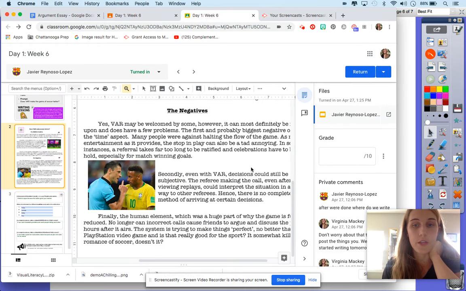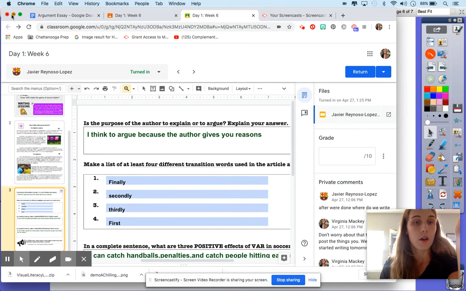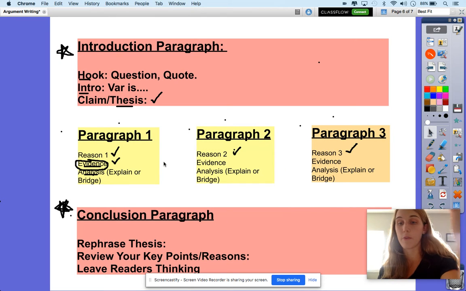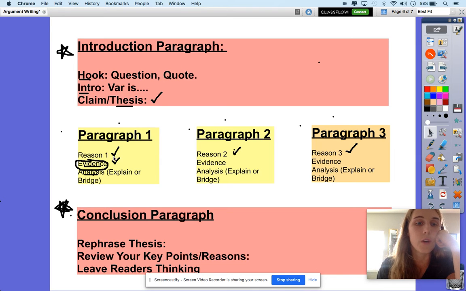You'll have to go back to the article, back to the video potentially, if you want to refresh yourself. Think of your claim. Once you have it, you need to think of your reasons. Put check marks next to them. What are three, or at least two, reasons why your claim is true? Why is soccer better? Because of VAR.